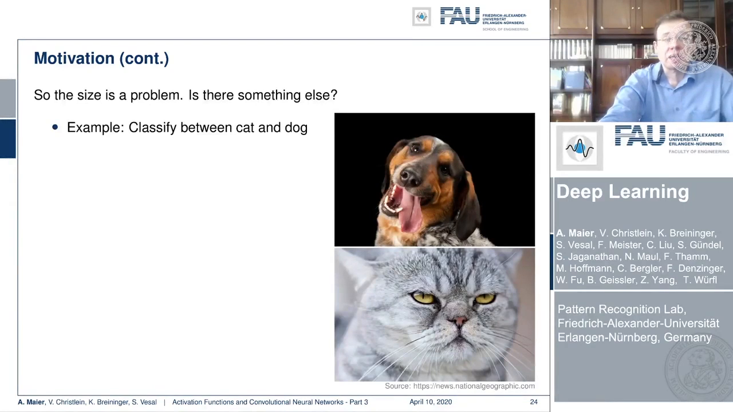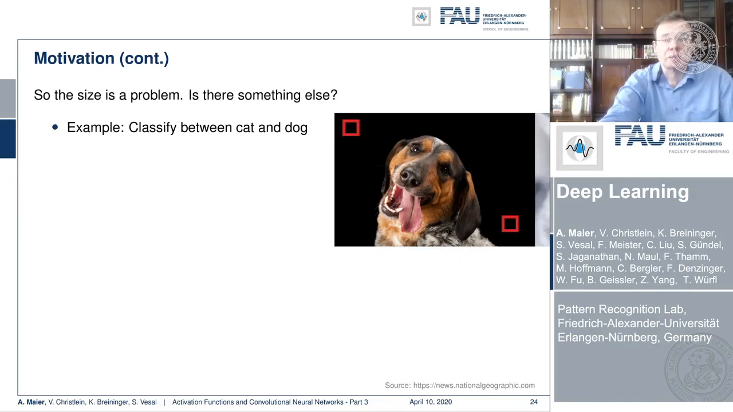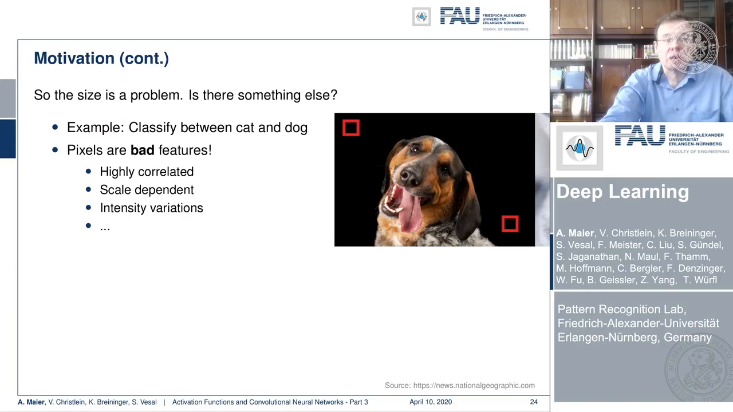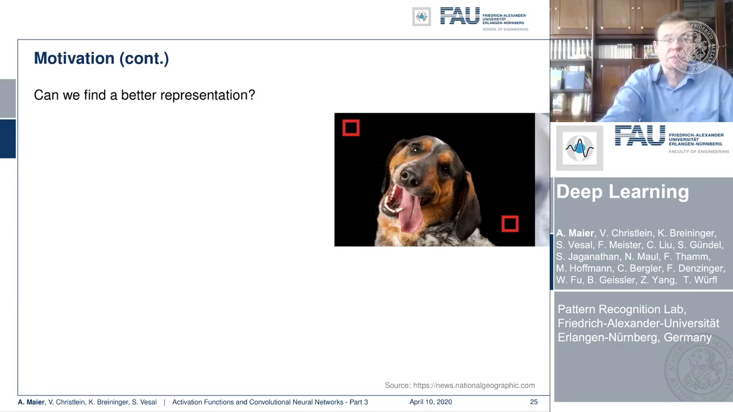And there's more to that. So let's say we want to classify between a cat and a dog. If you look at those two images, then you can see that a large part of these images just contain empty areas. So they are not very relevant. So pixels in general are very bad features. They're highly correlated, they're scale dependent, they have intensity variations, so they're a huge problem. So pixels in general are a bad representation from a machine learning point of view. You want to create something that is more abstract and is summarizing the information better. So the question is, can we find a better representation?